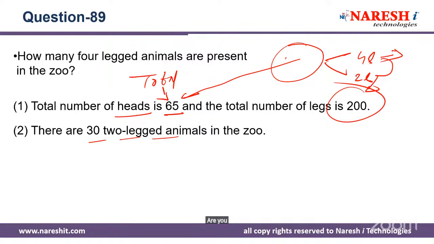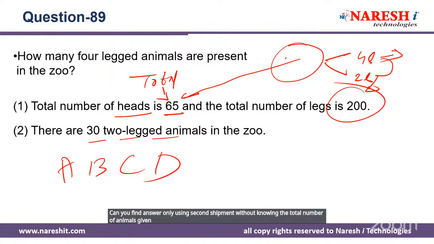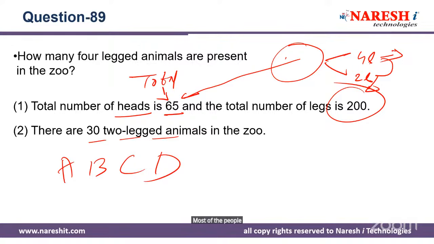Are you using both the statements together or any one statement? You have to tell which option, A, B, C, D, if you can find the answer. Jagdish is telling using both. 35 four-legged animals using option B. How option B? If you're using option B, that means you should not use the first statement. Option B means finding the answer only using the second statement. Can you find the answer only using the second statement without knowing the total number of animals given in the first statement? Most of the people are telling both statements, so you're telling D.